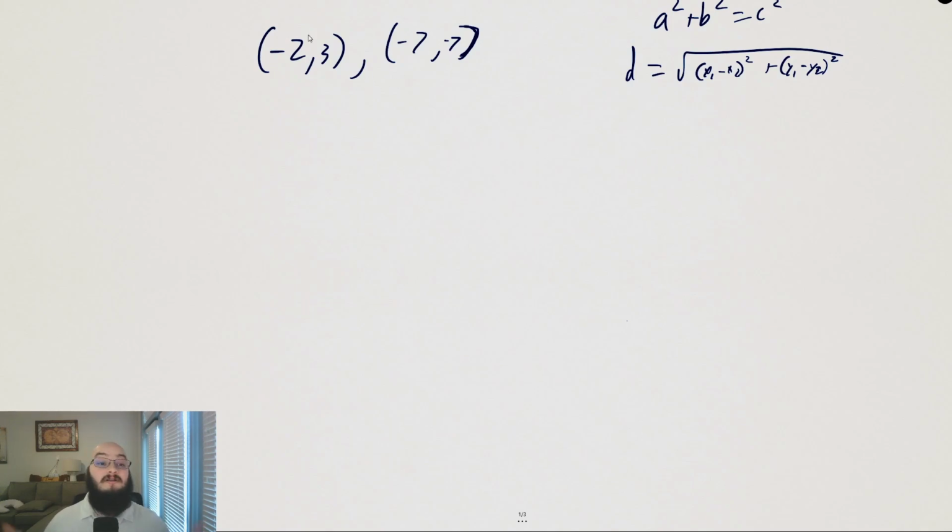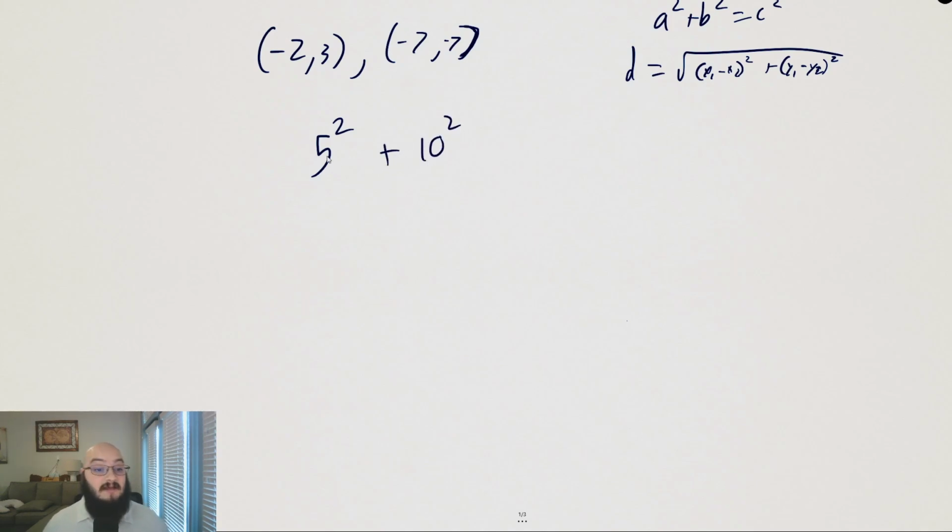So how far did I change going from left to right? Well, I went from -2 to -7. So I changed a total of 5. It was 5 in the negative direction, but we care about the distance, and the distance is always positive, so I'll take the absolute value of that. I changed from left to right 5. That's my a value in the Pythagorean theorem. So I'll square that because I'm going to take that distance and square it. Now, how far did I change going up to down? So I went from 3 to -7. That's a total distance of 10.